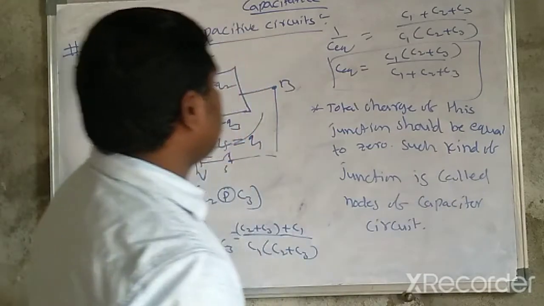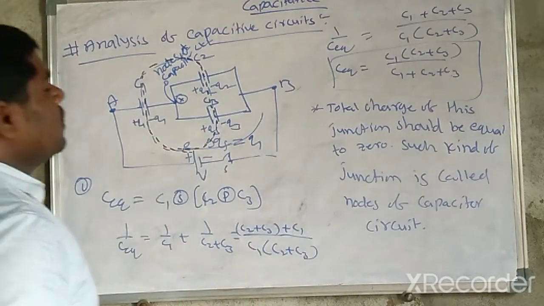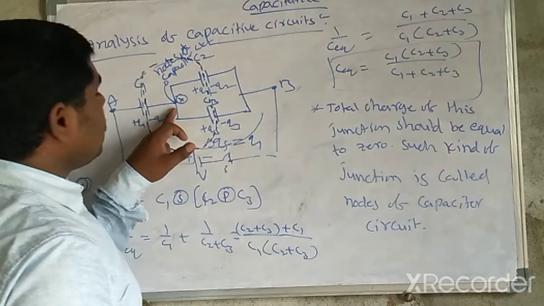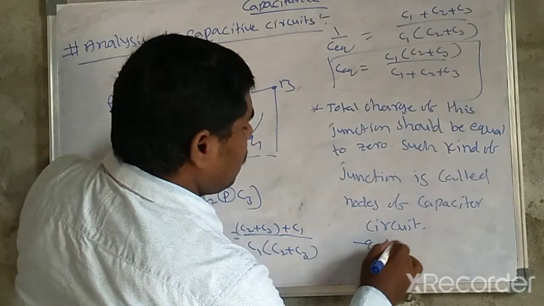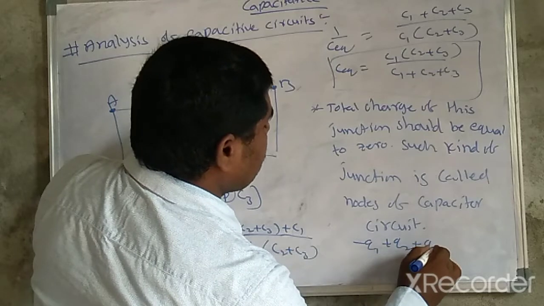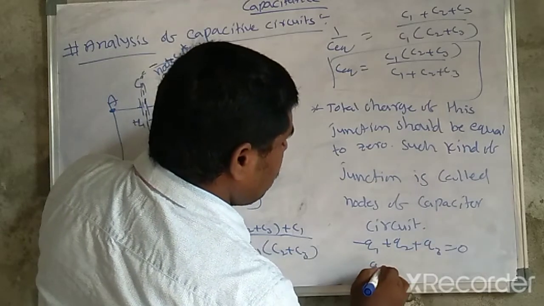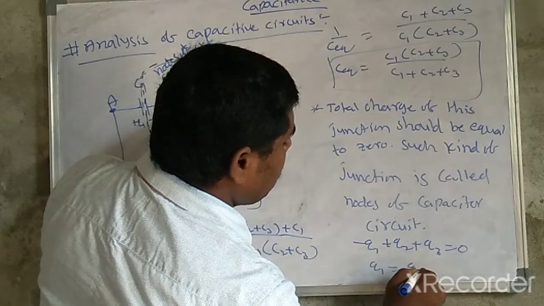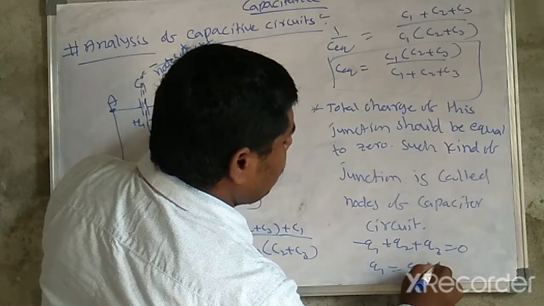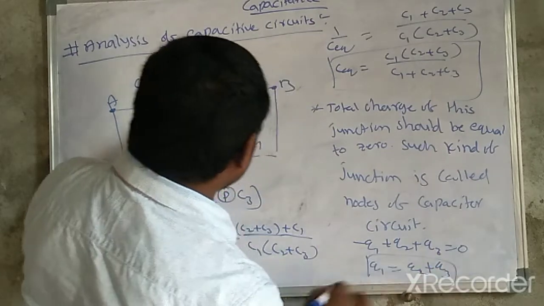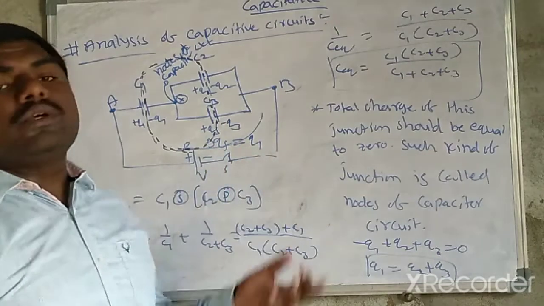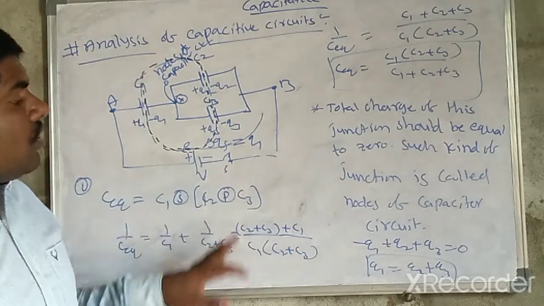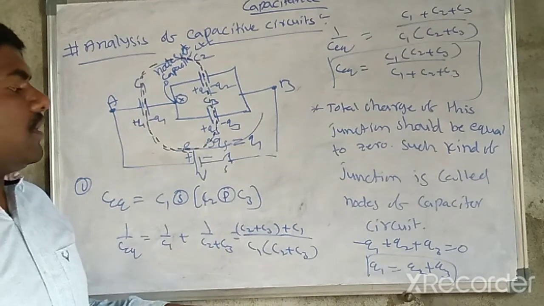Nodes of a capacitor. It means here Q1 entering the junction, minus Q1 plus Q2 plus Q3 is equal to 0, which means Q1 is equal to the sum of the magnitudes of Q2 plus Q3. That's why here Q final is equal to Q1, and that should also be equal to Q2 plus Q3. Correct. So you may use this method.